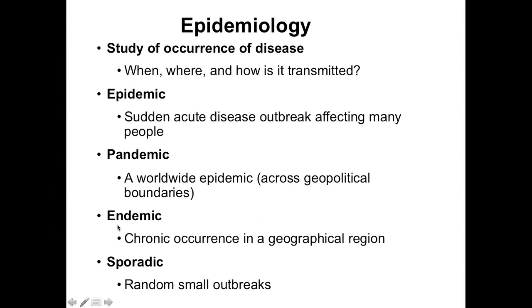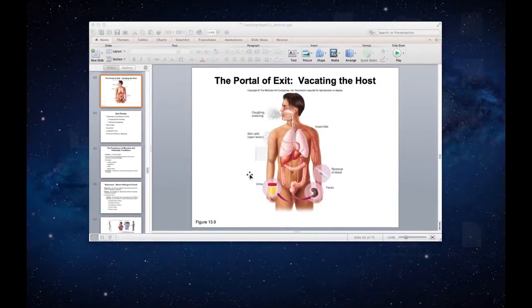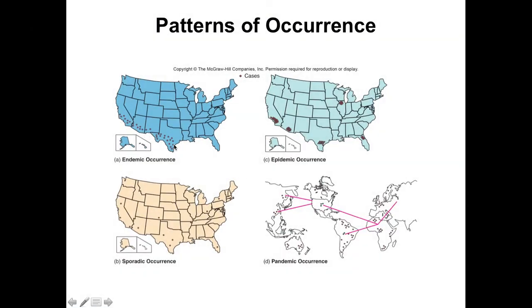And then sporadic are just kind of random outbreaks, and these can be the hardest to determine because you're trying to figure out why one's happening here, why one's happening here, why one's happening here, and sometimes there's no real connection.